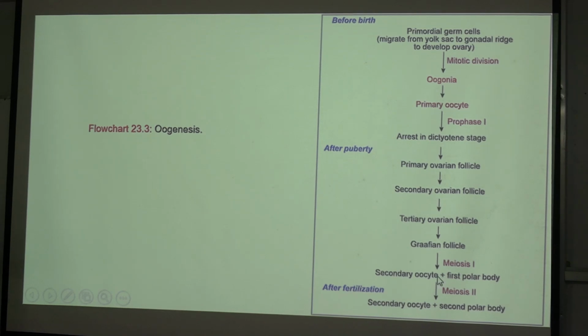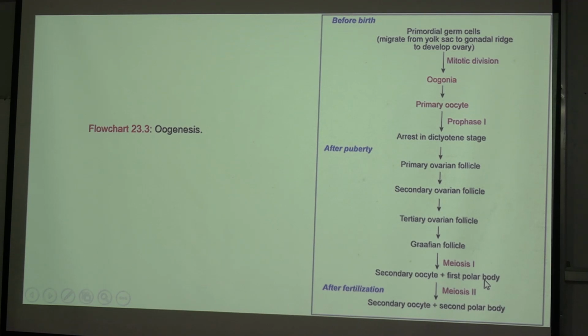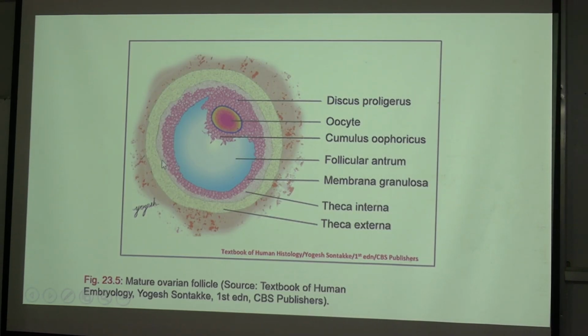The secondary oocyte is expelled out with the first polar body. If it is fertilized, the further stage of maturation happens. If it is not, it is absorbed or destroyed at the secondary oocyte stage, with the first polar body. Only after fertilization does meiosis 2 happen, after which cell or nuclear separation is completed. If not, as with the secondary oocyte liberated at the meiosis 1 stage, it is destroyed. So the point of interest for the short note is this Graafian follicle.